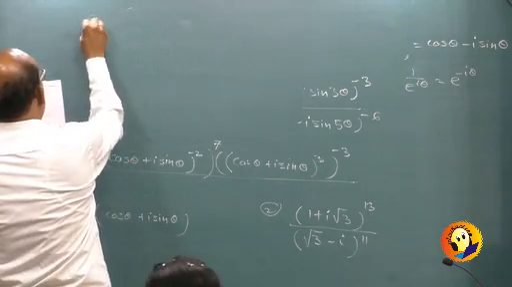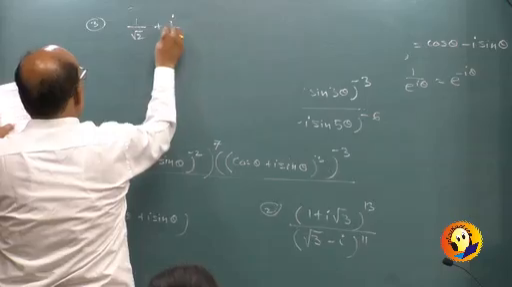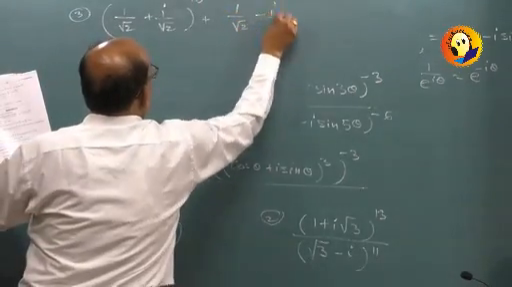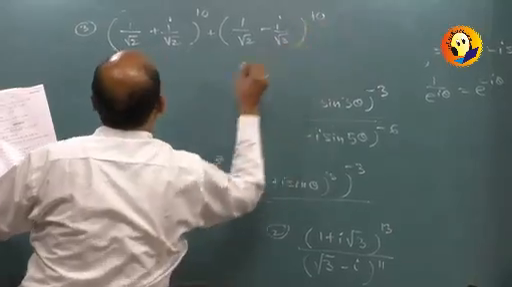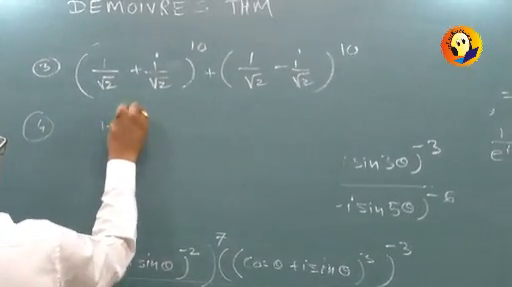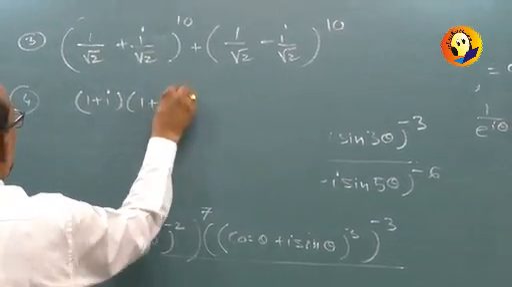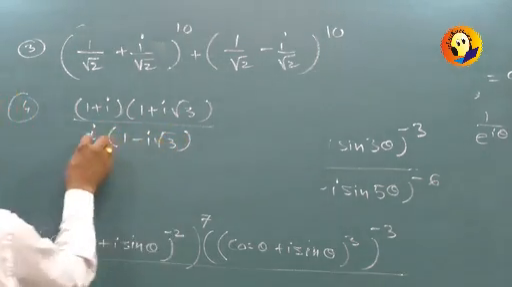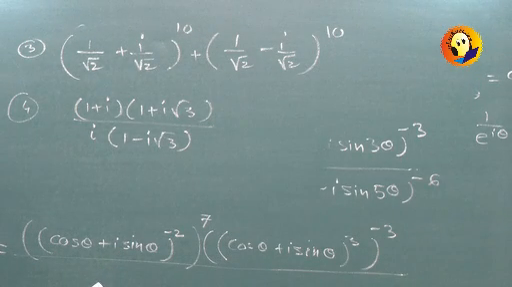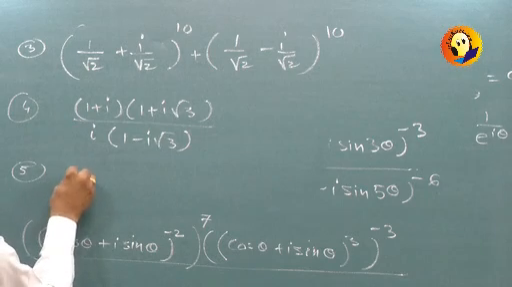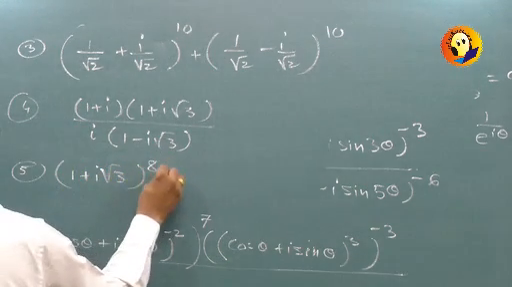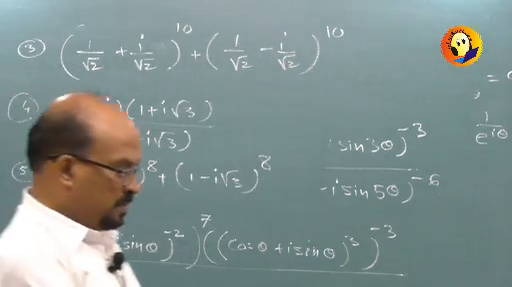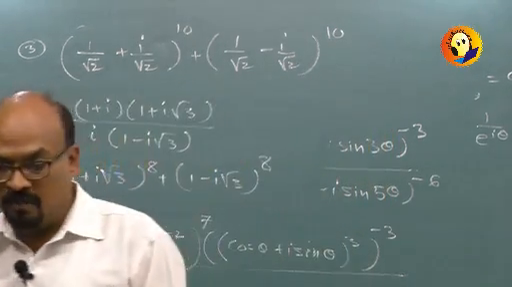So the third problem is 1 by root 2 plus I by root 2 bracket raised to 10 plus 1 by root 2 minus I by root 2 bracket raised to 10, and this is 1 plus I, 1 plus I root 3, and I into 1 minus I root 3. This is again to be done by r e raised to I theta. And fifth is 1 plus I root 3 bracket raised to 8 plus 1 minus I root 3 bracket raised to 8. And after that we will stop and move on with drawing.